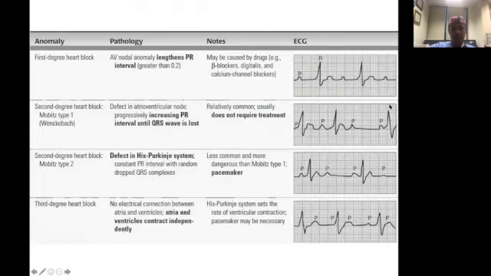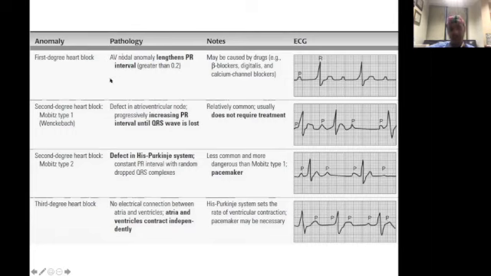Okay, so this is a great slide on heart blocks. There are 4 different kinds of heart blocks. The first one is called first degree heart block. First degree heart block is just a prolonged PR interval. Remember we said a PR interval should be no more than 1 large box or 0.2 seconds. So whenever the PR interval is longer than 1 large box, but it's the same, it's fixed, it's consistent, that's called first degree heart block.